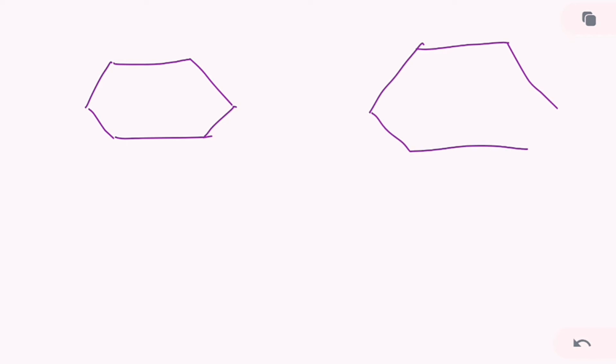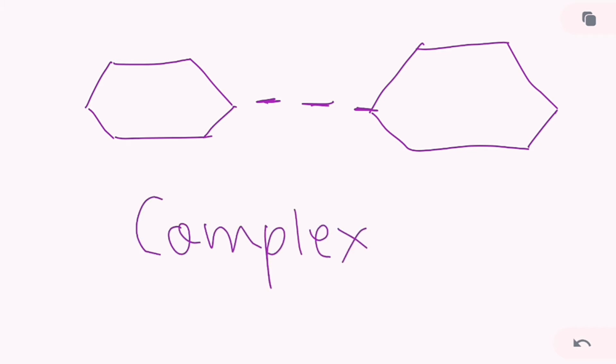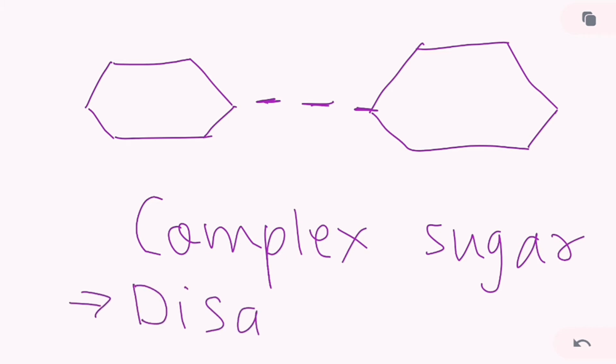Now let's take 2 molecules of simple sugar. I'm going to represent one molecule of simple sugar as this hexagon right here. So this is one and this is the second one. What if I join them with a bond? Well, it's no longer a simple sugar. We call it a complex sugar, obviously. We have a special name for this. We do not say complex. We give the term a disaccharide. Disaccharide.